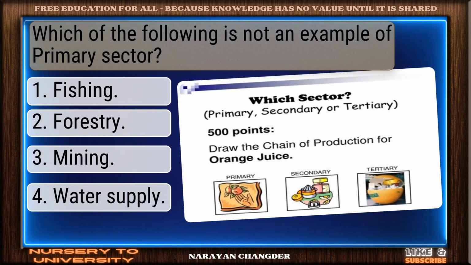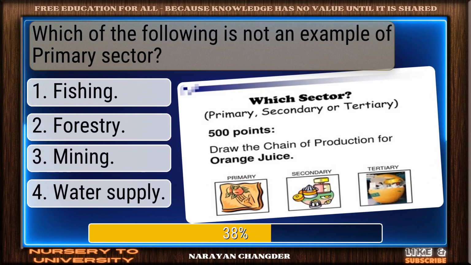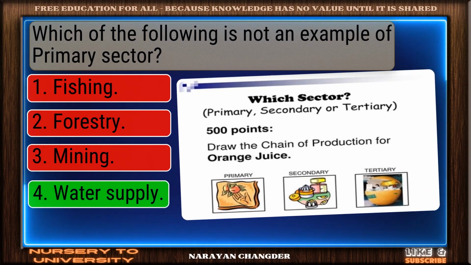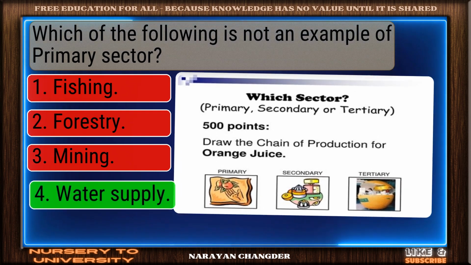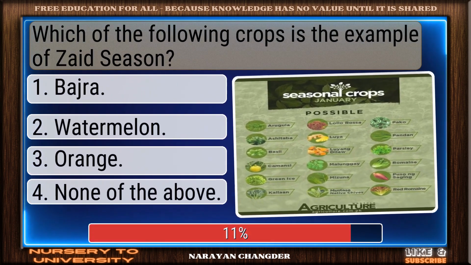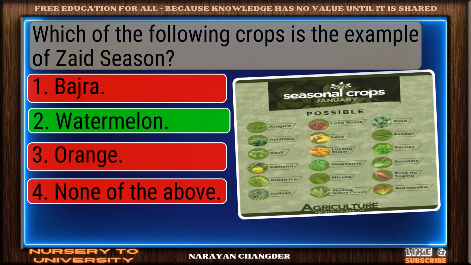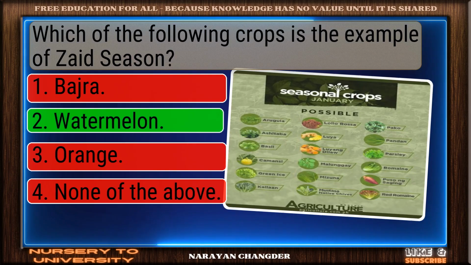Which of the following is not an example of primary sector? Excellent choice. Water supply is right. Which of the following crops is the example of Zaid season? Smart move. Watermelon is accurate answer.